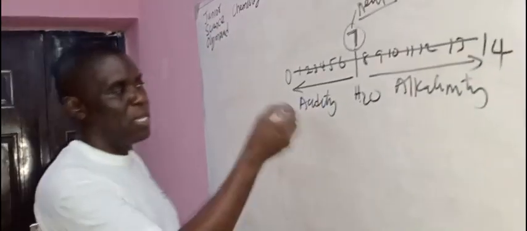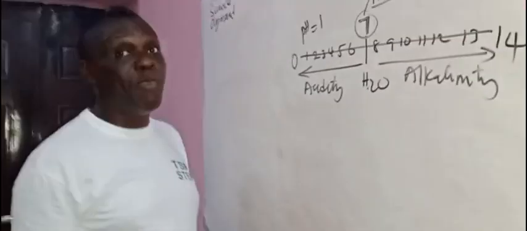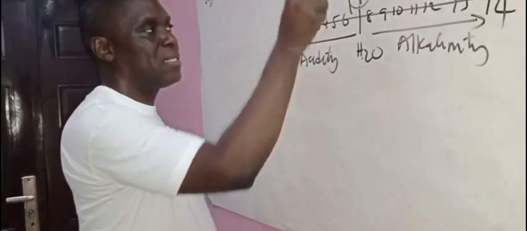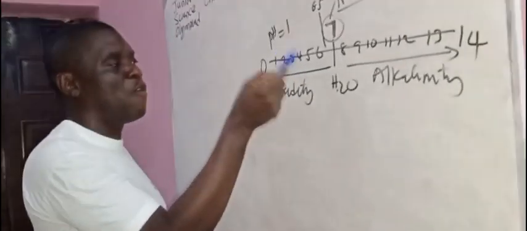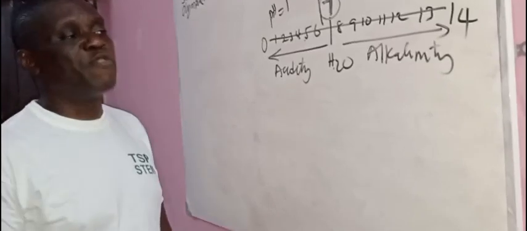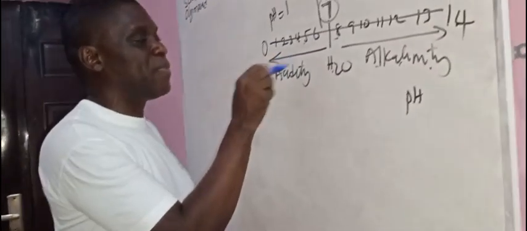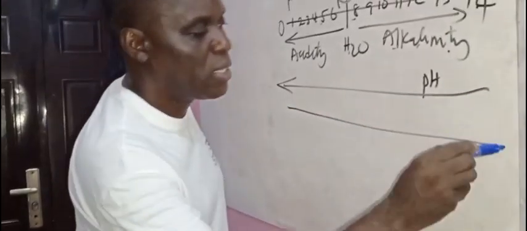But all this, it means that a solution with a pH of 1 is more acidic than the one with 6.5. Do you understand that? It's more of an acid than the one with 6.5. It's more of an acid with 4 or 5 or 3. Is that clear? Now, for a base or alkalinity, a pH of 14 is more alkaline than the one with what? 8. Is that clear? So it means that acidity increases this way. Alkalinity increases this way. Take note of this question.